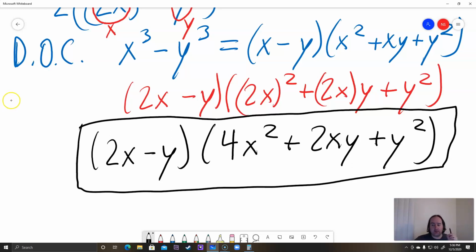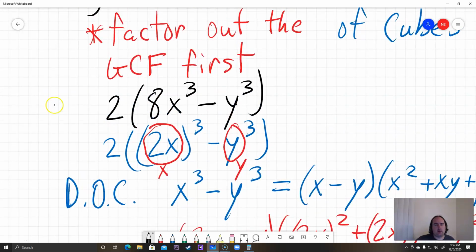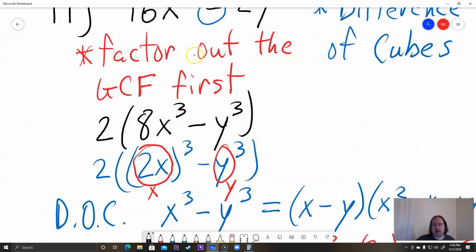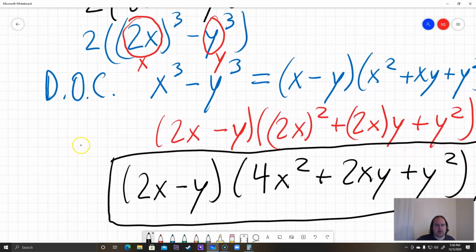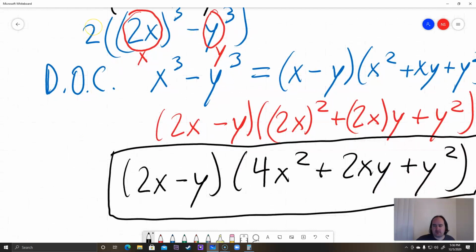Now I forgot something. What did I forget? I actually forgot the GCF. So remember, I factored out that 2 way back here, but I forgot that. So that 2 is still out front. I forgot to write that in my answer. It's easy to do, but you don't want to do that. So we still have a 2 out front here, and so our answer still has a 2 out front.